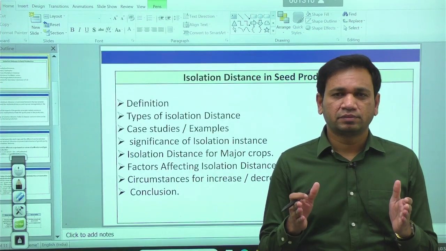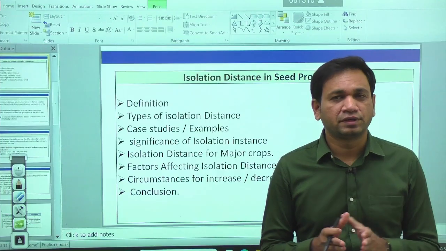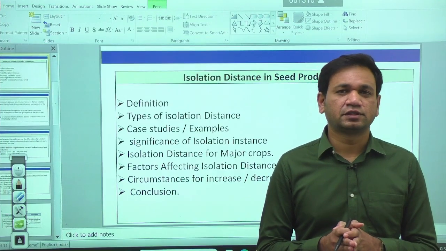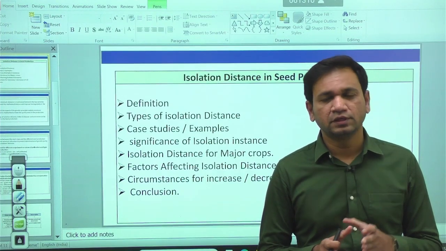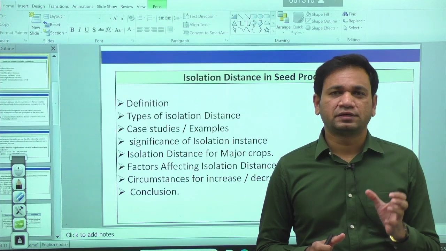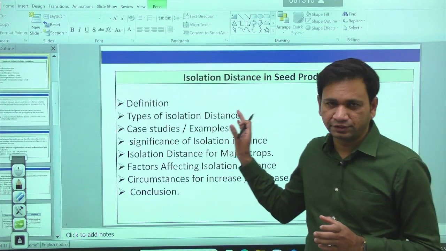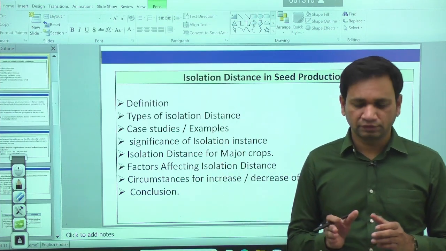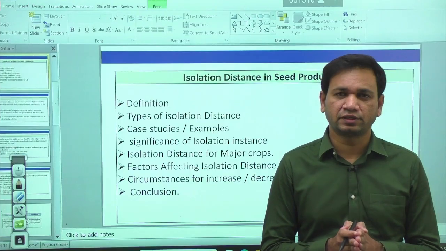With the help of this technique, we can minimize contamination and enhance the shelf life of the seed. Apart from that, we have the 10-mark question we call isolation distance. Here in seed technology, we can expect a maximum of 10 marks in the UPSC.